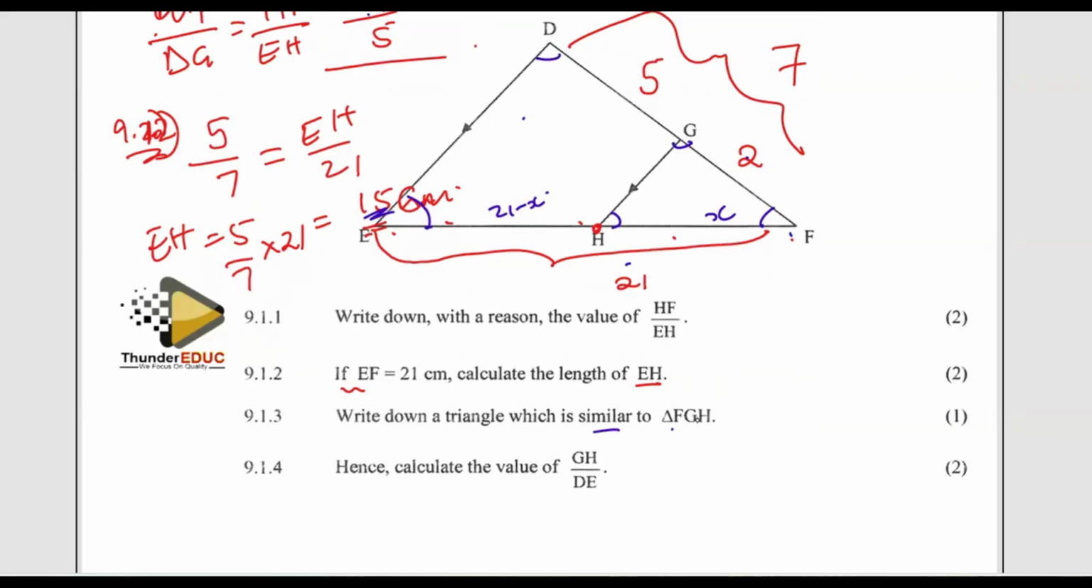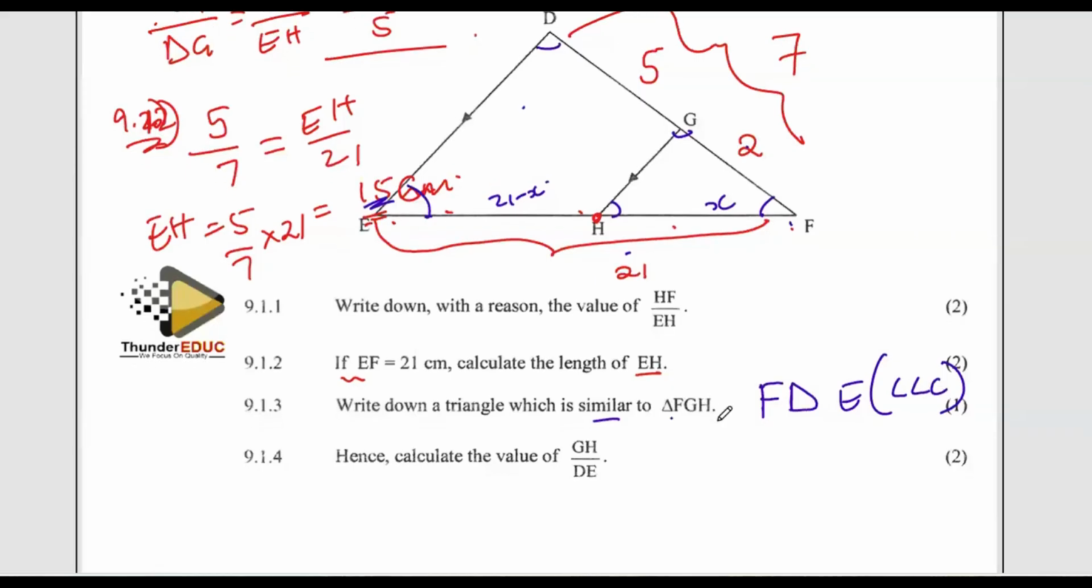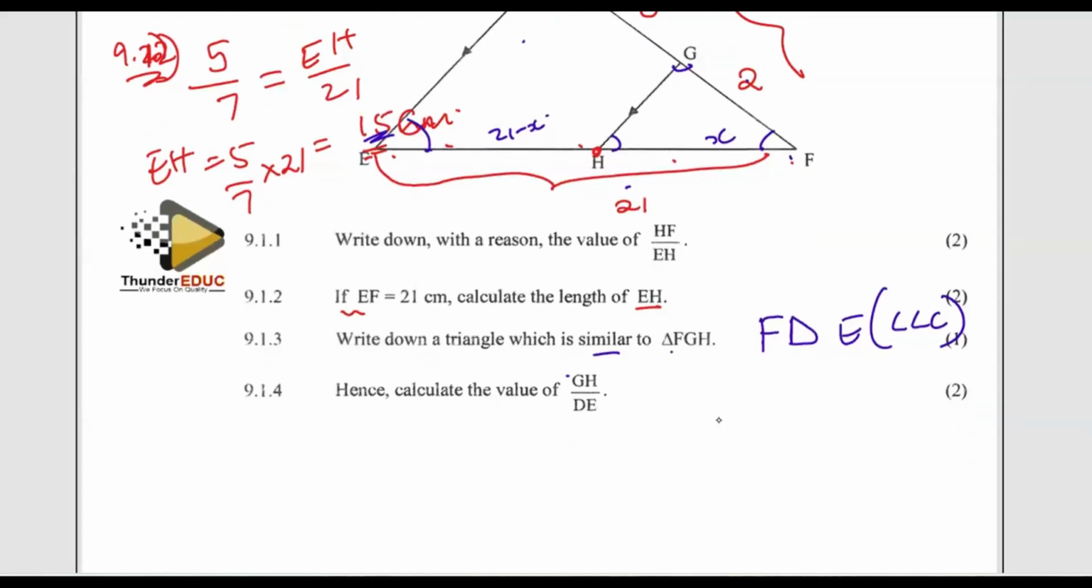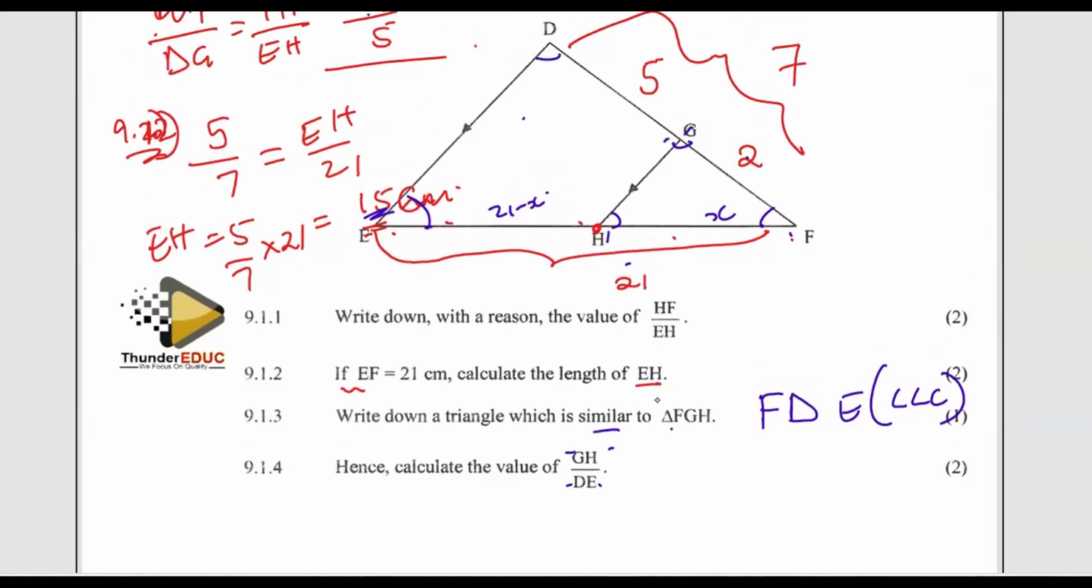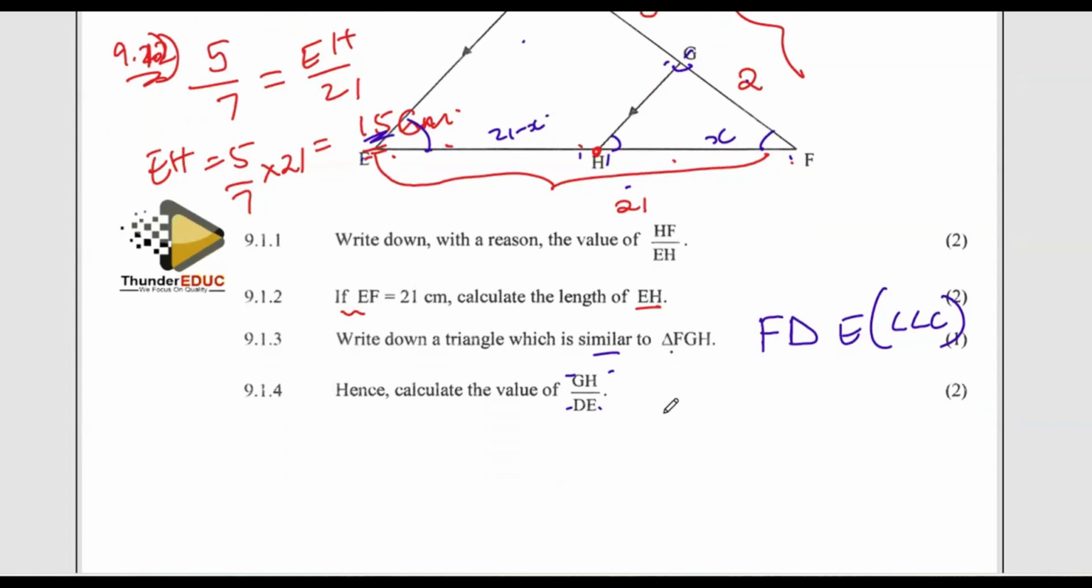So since they started with F, I will also start with F. G must go with D, and then H must go with E. So that is the triangle because of angles name. Then hence, I'll calculate the value of GH over DE. GH over DE. So we're looking at the shorter side over the longer side. So we're comparing the triangles.